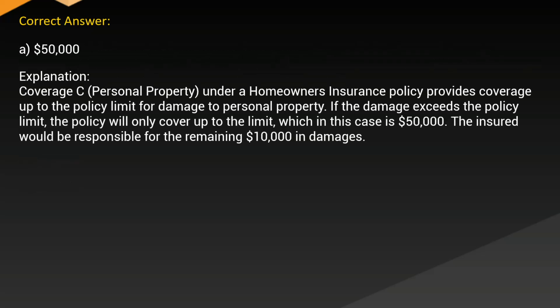Correct answer. A. $50,000. Explanation. Coverage C, personal property, under a homeowner's insurance policy provides coverage up to the policy limit for damage to personal property. If the damage exceeds the policy limit, the policy will only cover up to the limit, which in this case is $50,000. The insured would be responsible for the remaining $10,000 in damages.